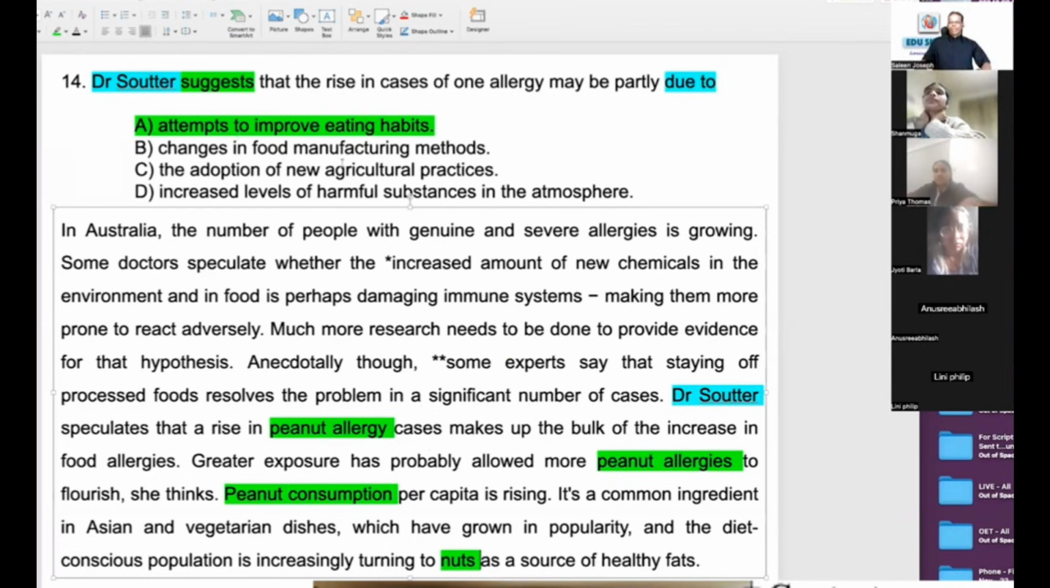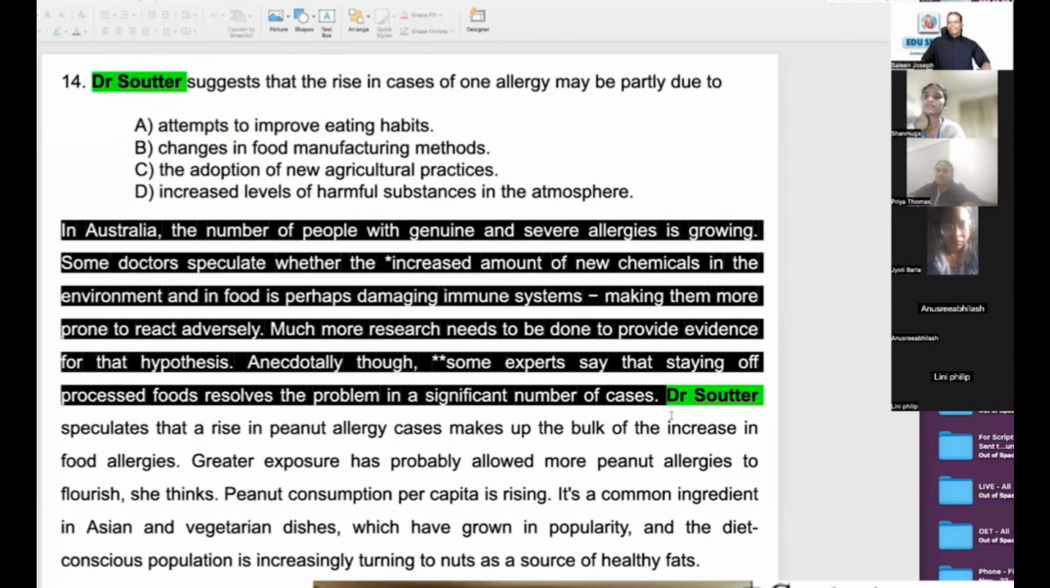There are so many people. Some experts say that staying off processed foods resolves the problem. Some experts, that's not Suter. That is not Suter. So just focus on the name. That is the best solution for you. So what I am telling, whatever is highlighted in black here, you need not read in detail those things. If at all you have to skim through, you have to skim through.